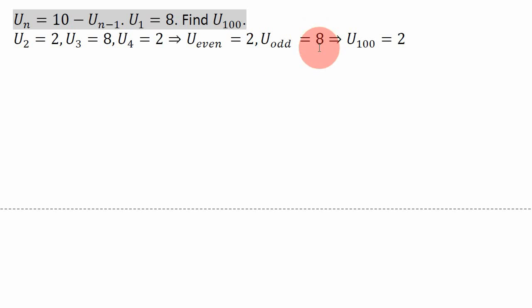Anyway, so you get the idea that even terms are equal to 2 and odd terms are equal to 8. So if you look at this, I want term 100. That's an even term, so it's got to be equal to 2.